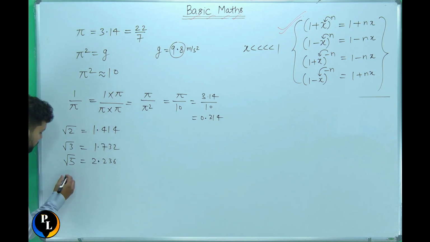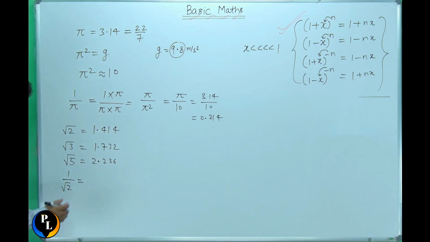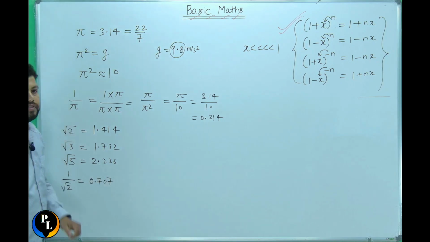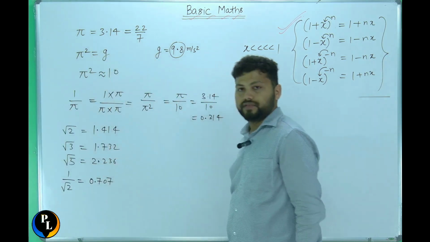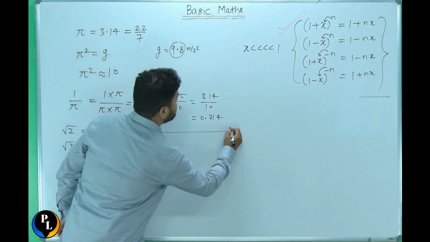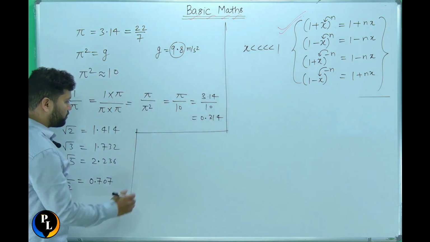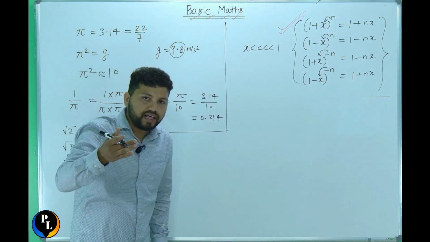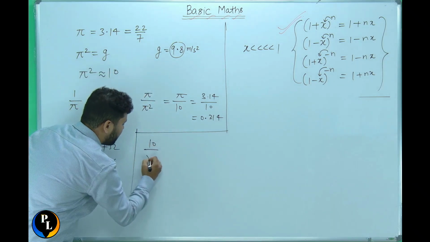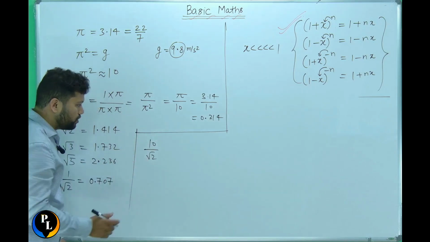Now suppose 1 by square root of 2. We'll remember this one fully: 0.707. How will you use this one? Suppose you are solving some numerical, and in the middle of the story you got 10 by root 2, or anything in the numerator, it doesn't matter, but in the denominator root 2. So how to solve this one?